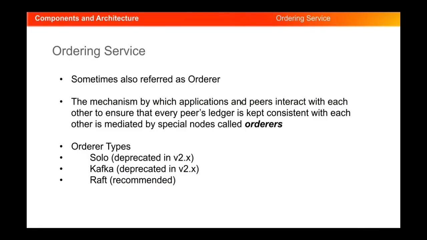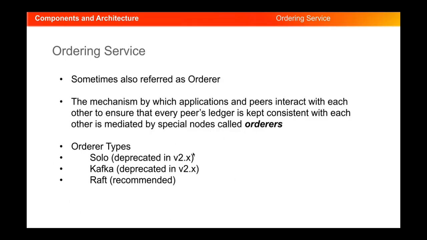Welcome back, everyone. In this section, we are going to look into another important component of Hyperledger Fabric, which is the ordering service. The ordering service, sometimes also called the orderer, and why it is needed. What is the mechanism behind the ordering service? The mechanism by which applications and peers interact with each other to ensure that every peer's ledger is kept consistent with each other is mediated by special nodes called orderers.